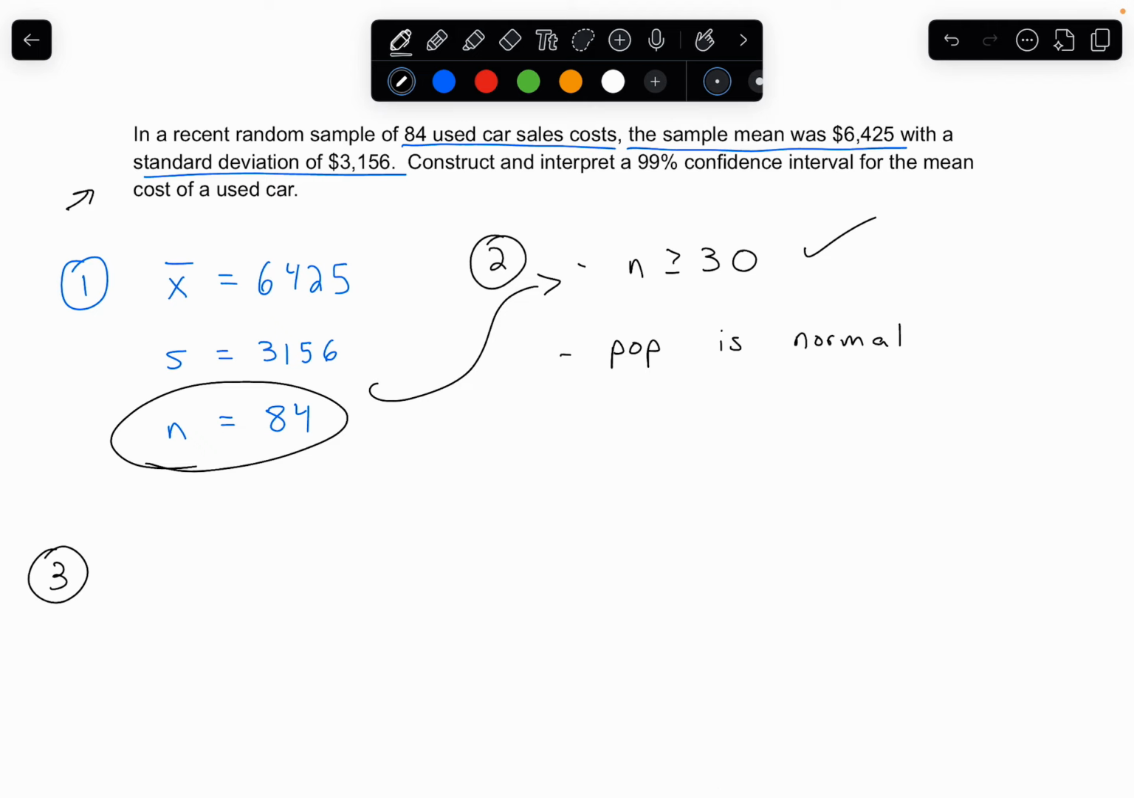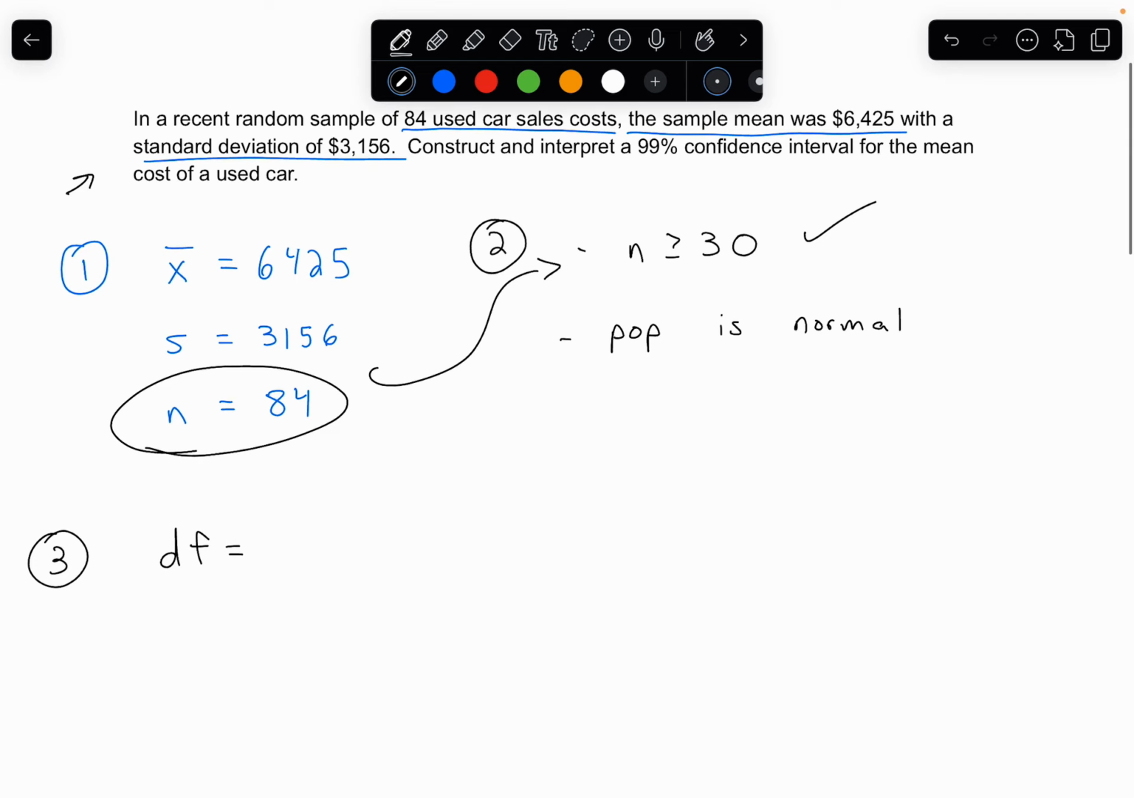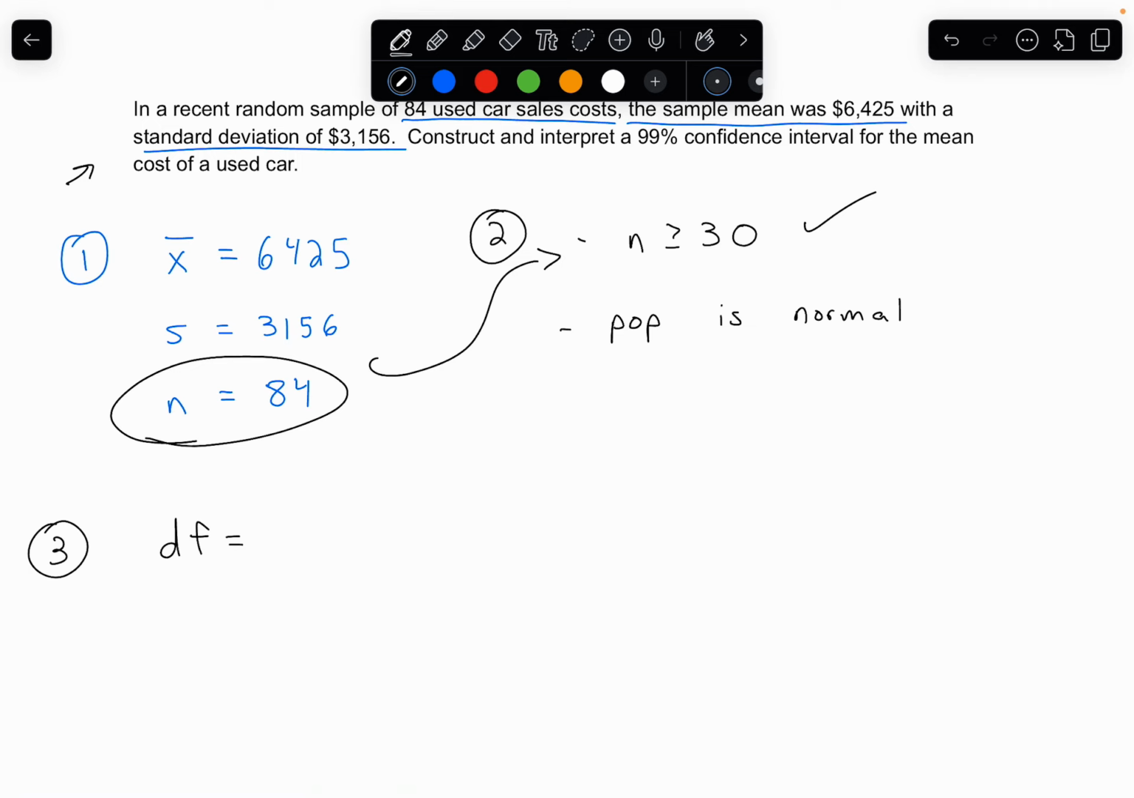So step 3, we're actually going to go and start to find some of these values. Before I actually start doing my calculation, I am going to need to know my degrees of freedom, because we're going to have to go and find our T star, our critical T star, like we saw in a couple of videos ago. So remember, degrees of freedom is n minus 1. So in this case, 84 minus 1 would give me 83. So my degrees of freedom in this case are 83.